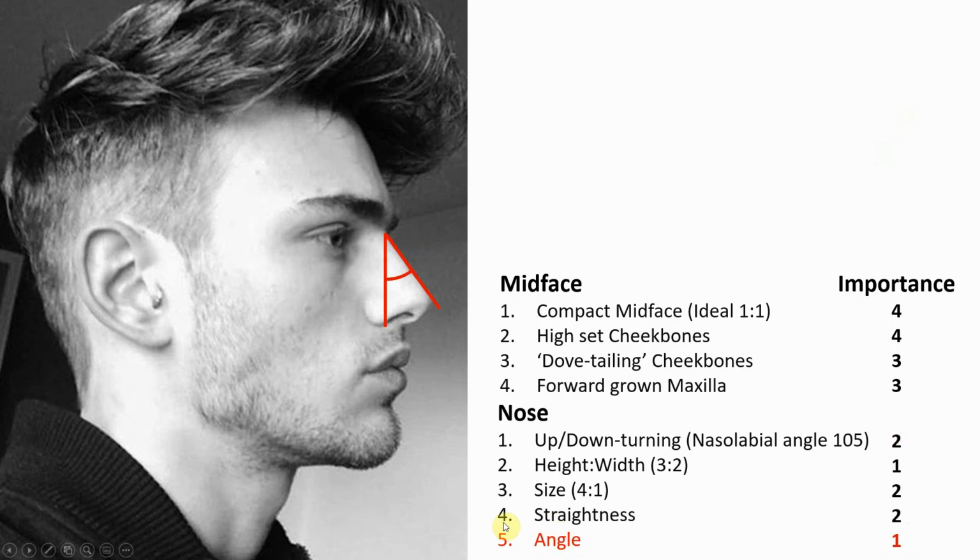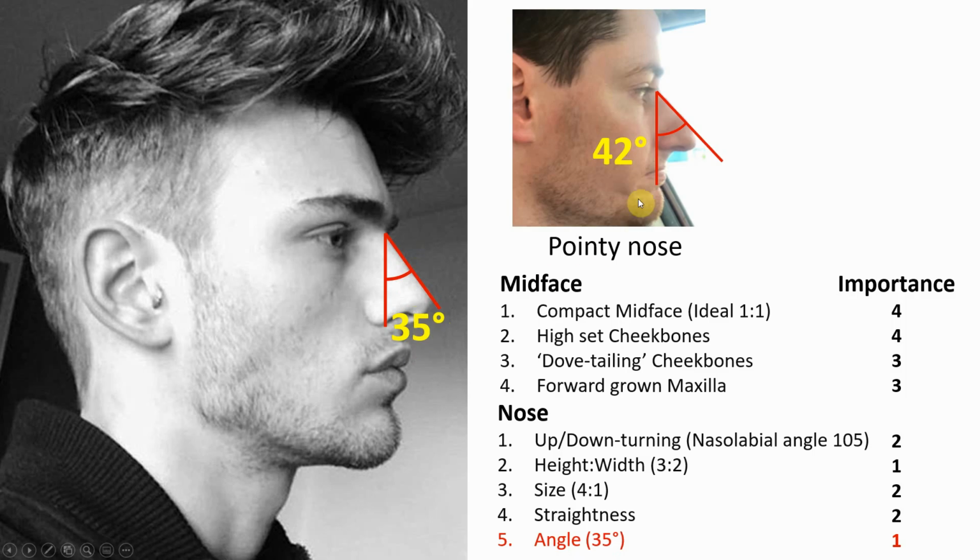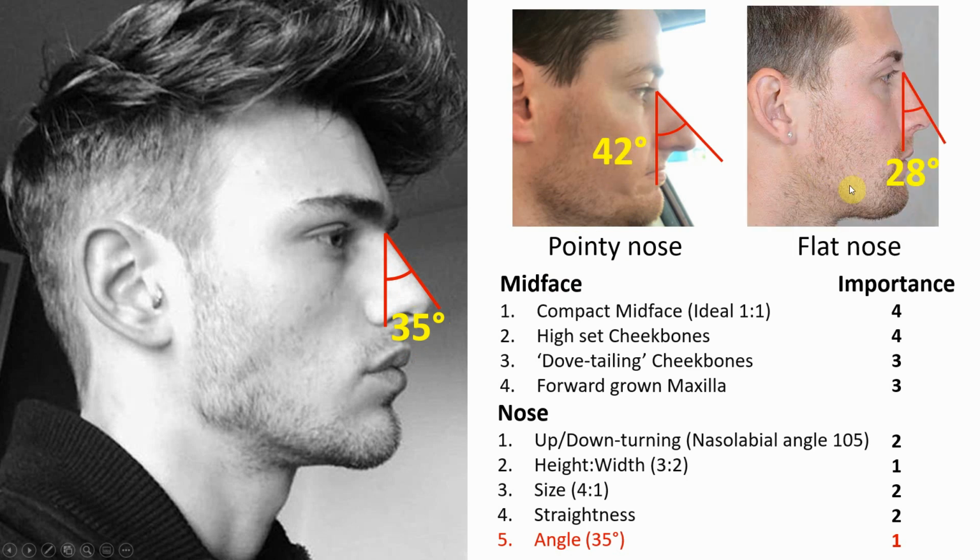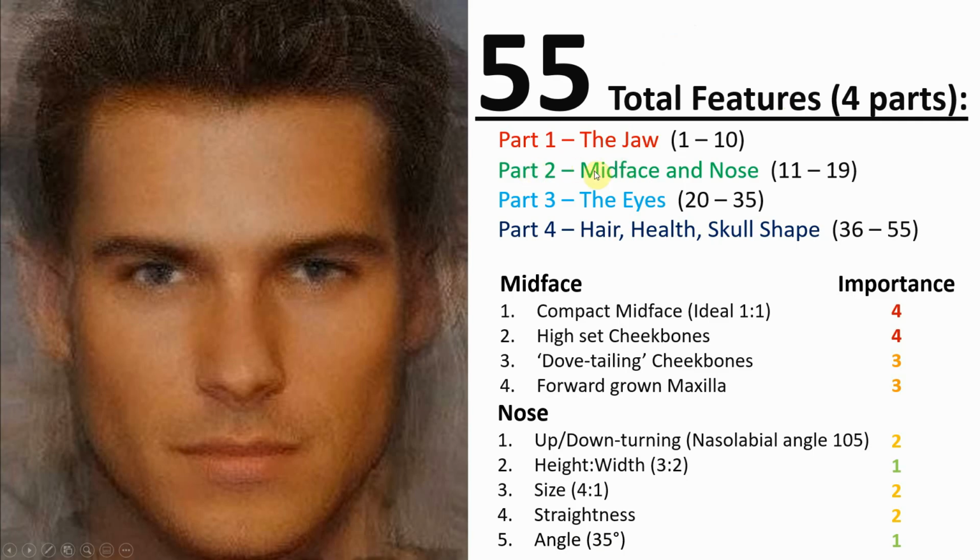Feature number 5, the nose's angle. So this measures the steepness of the nose, and the ideal angle should be roughly 35 degrees, because anything longer than that is going to give that pointy nose, like that Pinocchio nose appearance. So in this case we have a man with an angle of 42 degrees, and anything shorter than that is going to give a flat nose, which adds to facial flatness, and again is going to be unattractive. So in this case we have a man with an angle of 28 degrees, and I've given this an importance level of 1, so it's really not important again. So, that's part 2, the 9 features that make up the perfect mid-face and nose.